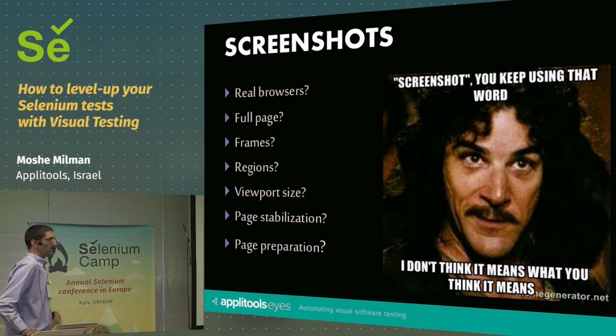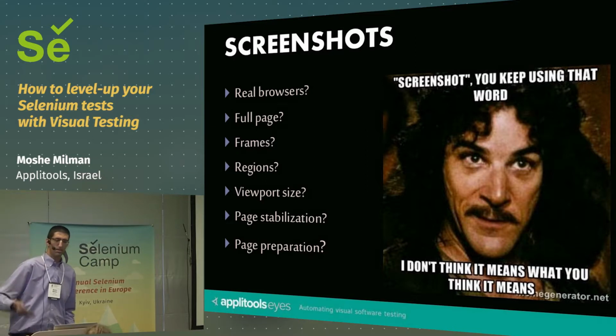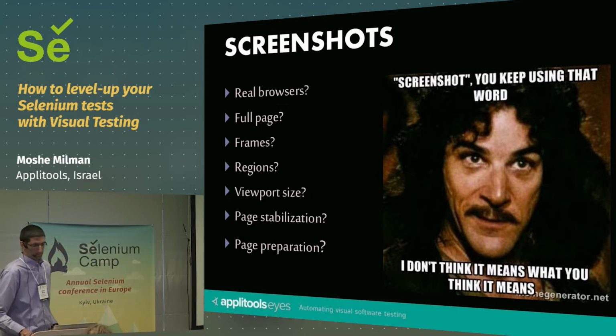So when looking at screenshots, what's important to take under consideration? First of all, real browsers versus headless browsers, that's a question you need to decide. It's a long debate, so we're not going to get into the details now. Full page screenshots, again, that's a challenge with some of the tools. Some of the tools like WebDriver CSS give quite a good solution by scrolling the page automatically and stitching the images, so you can do full page screenshots also on Chrome and Safari and get consistent results with Firefox and IE. Frames, that's another challenge.